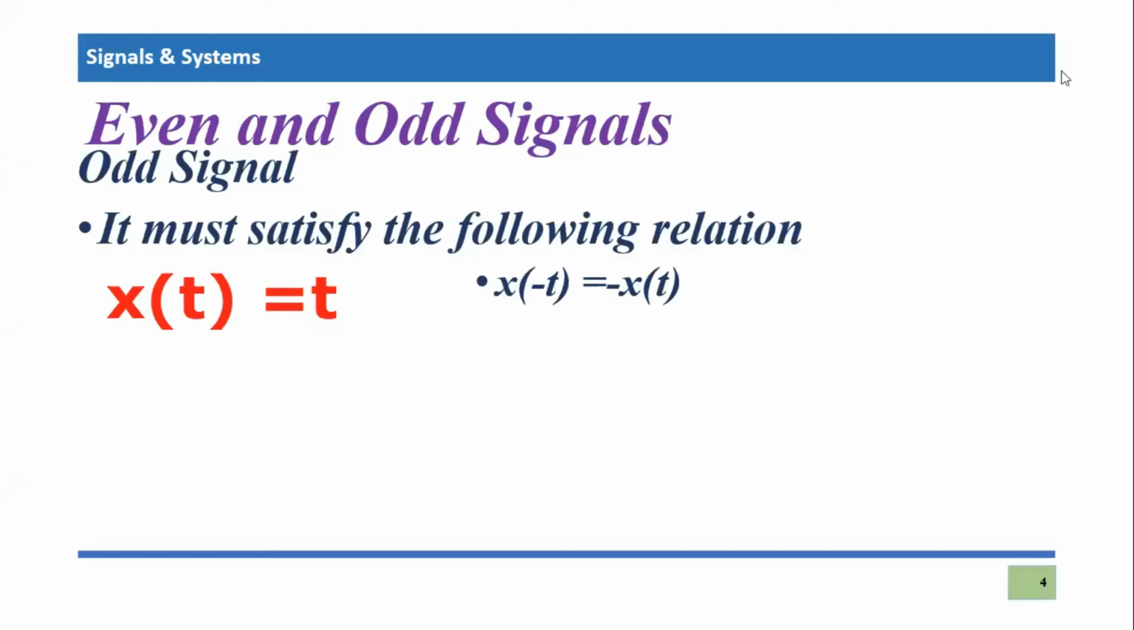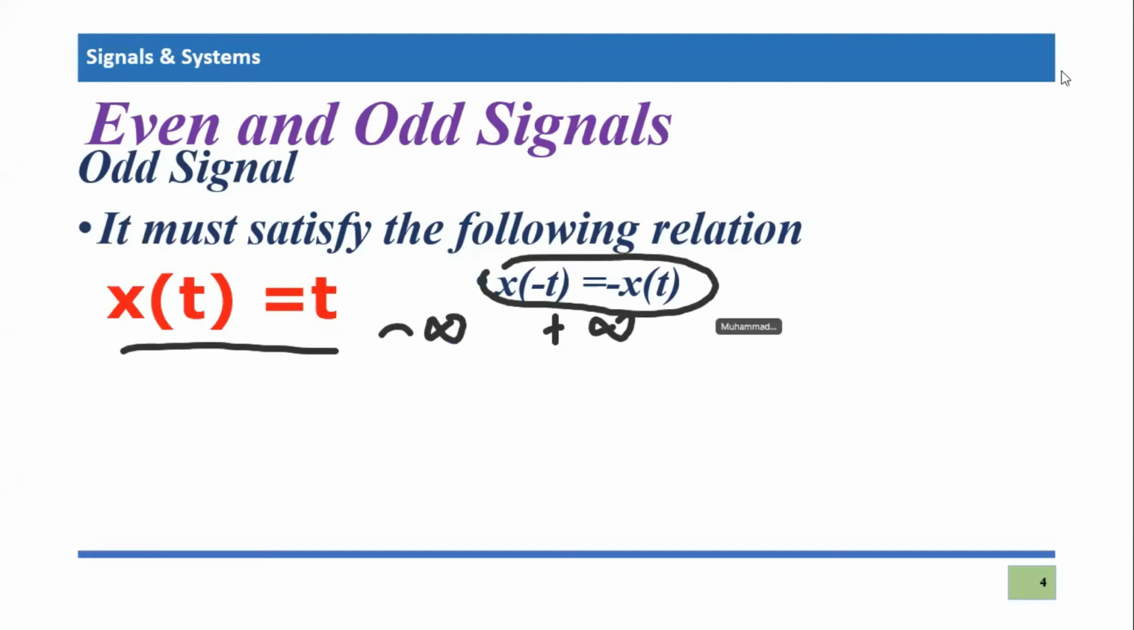So I'm taking an example of a signal. Let's say x of t is equal to simply t. So it is a simply defined signal, or in other words, it is defined for the time interval from -infinity to +infinity. So how are we going to check this signal? We will have to test this relationship, and that relationship involves x of minus t. So let's say I'm going to test this signal at 5.